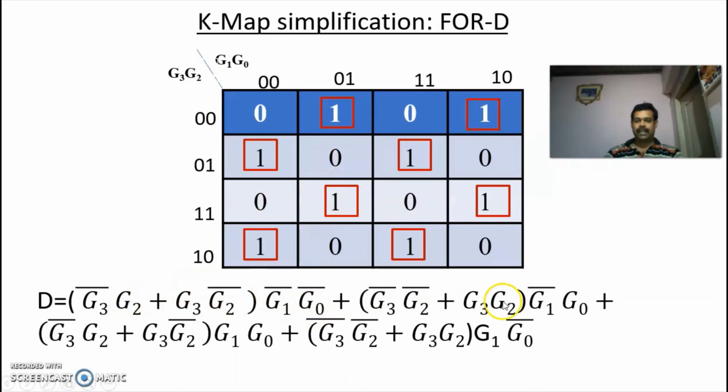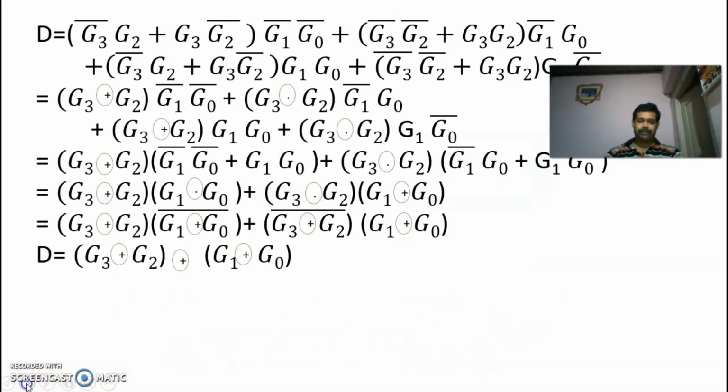first two terms, and I am taking G1 bar G0 common from the third and fourth. Then I am taking G1 G0 from fifth and sixth, and G1 G0 bar from seventh and eighth. So when I am taking G1 bar G0 bar common from the first and second, I will be getting G3 bar G2 plus G3 bar, so G3 G2 bar.